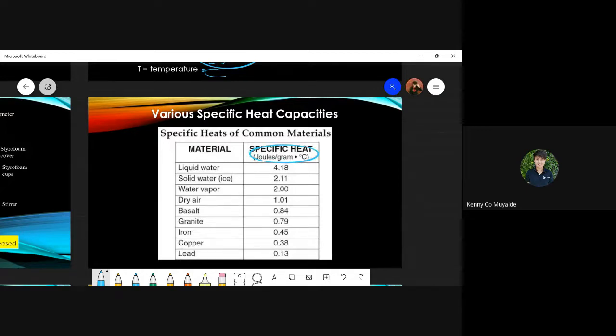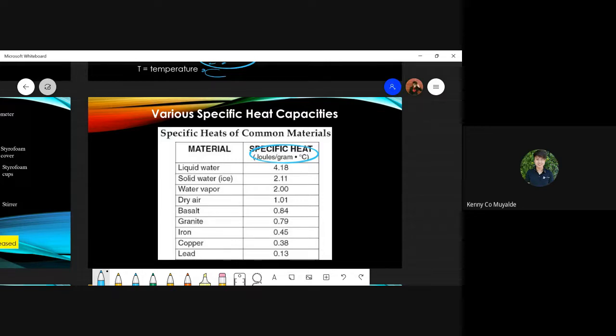So mapapansin ninyo na ang mga metal, they have much lower specific heat. Kasi mas readily sila na mag-absorb ng heat. Actually, hindi lang metal, pati mga solid substances. Mas capable sila na mag-absorb ng heat. Kaya mas mababa ang kanilang specific heat.